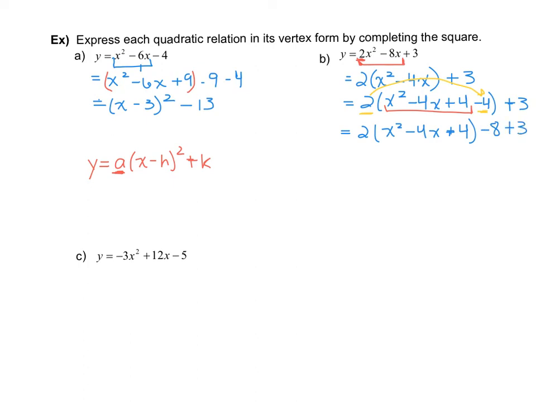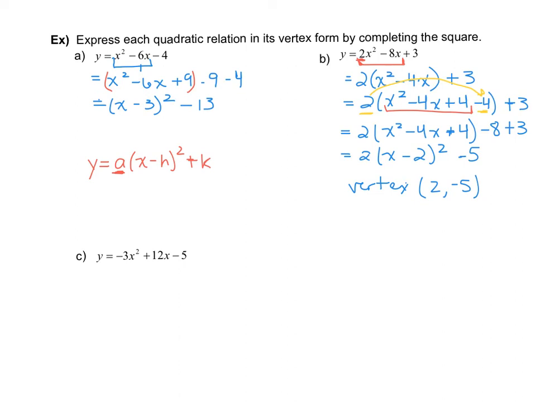Now we're ready to factor the perfect square. To do that, I square root the first, I square root the last, and take the sign from the middle, all to the exponent of 2. And then I collect the minus 8 and the plus 3 to get a minus 5. So this one has a vertex at positive 2, switch the sign, and then minus 5. We don't switch the sign on that one.